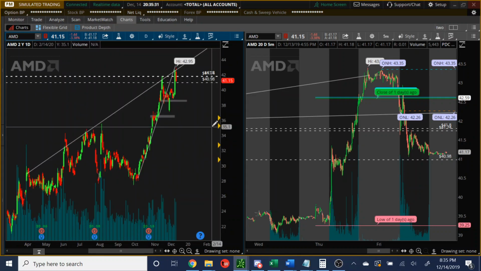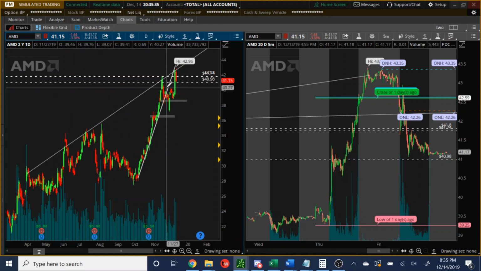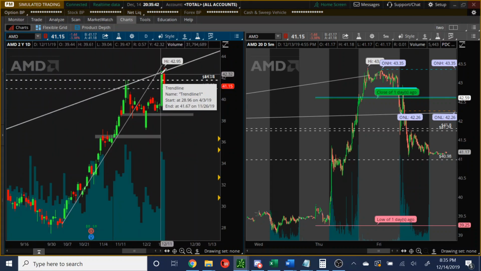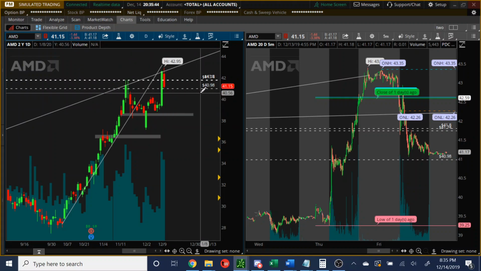So the point of this, I have a sentiment, a bias that AMD could pull back after this big day, and that's not abnormal. It had an 8% up day. It could pull back, right? So first thing, keep your important levels in mind.